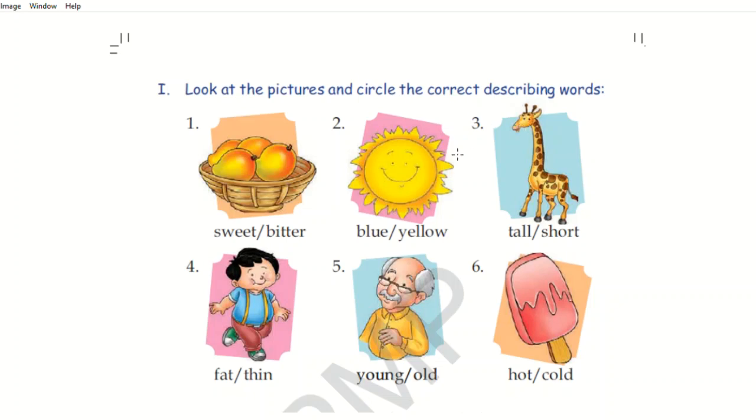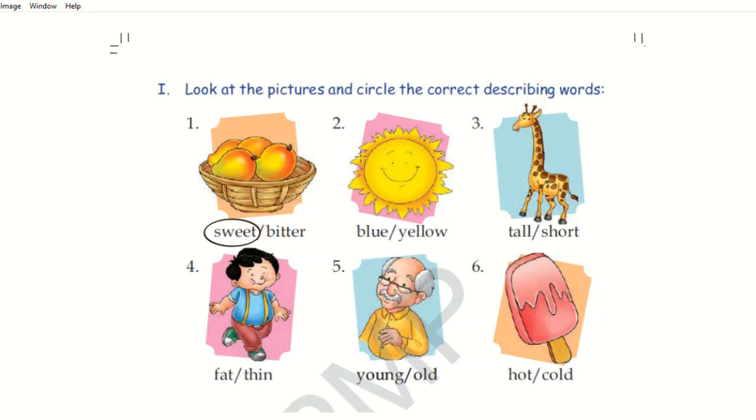Children, here we have given the pictures and we have to select the correct describing word for the picture from the given options. Let's start with picture 1. This is a picture of ripe mangoes and the options given are sweet and bitter. So the correct describing word for this picture is sweet. Children, circle the word sweet. The word sweet here is the describing word for this picture.